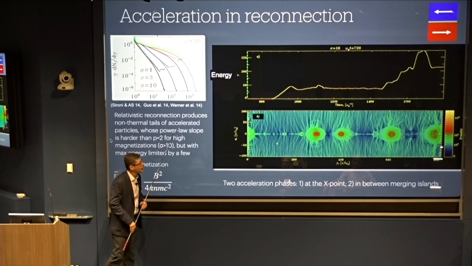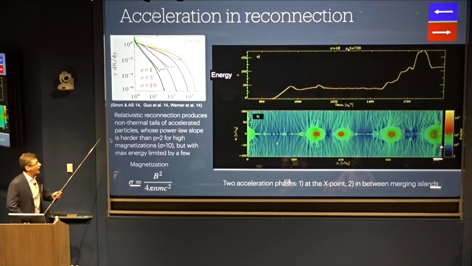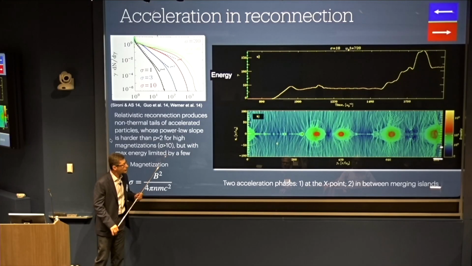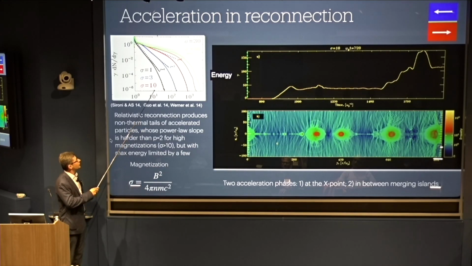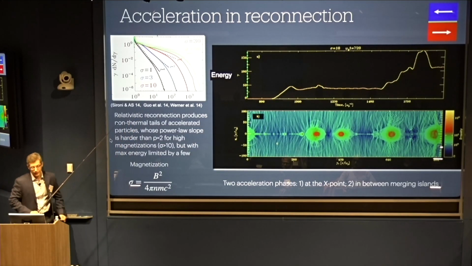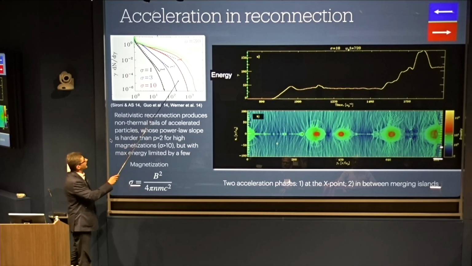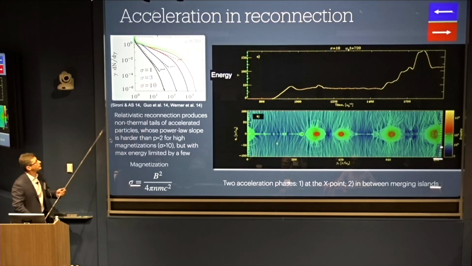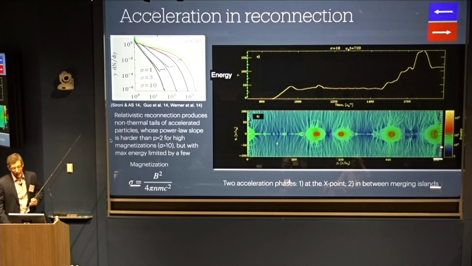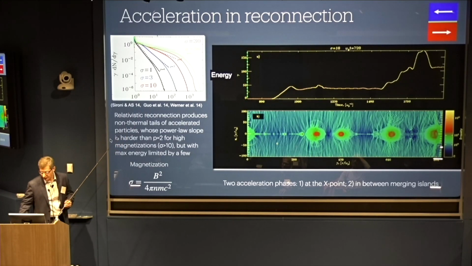These are results from about 10 years ago, showing that we've already seen this acceleration in 2 dimensions. This is the spectra of 2-dimensional reconnection showing quite significant dependence on the magnetization. For low magnetization, you have steeper spectra. For stronger magnetization, you get harder spectra. This is for electron-positron pairs. It can even exceed p to the minus 2, getting to something like p to the minus 1.5. That was the finding from 2-dimensional simulations.